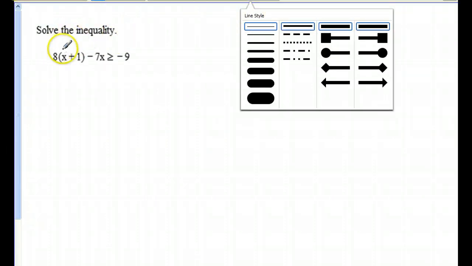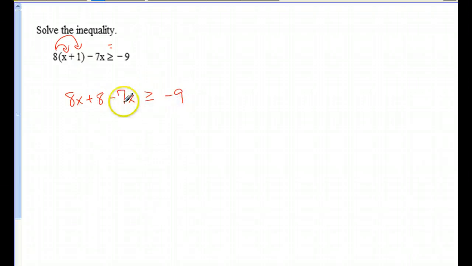Alright, so let's try this one. Let's make this a little bigger so you can see it. Solve the inequality again. Treat that like it's an equal sign. Distribute your 8 through. Alright, so I got an 8x plus 8 minus 7x, and then if I were treating it as an equal sign, I have to combine the like terms over here, so 8x minus 7x is just 1x, or just x. Alright, and then plus this 8 is greater than or equal to -9.